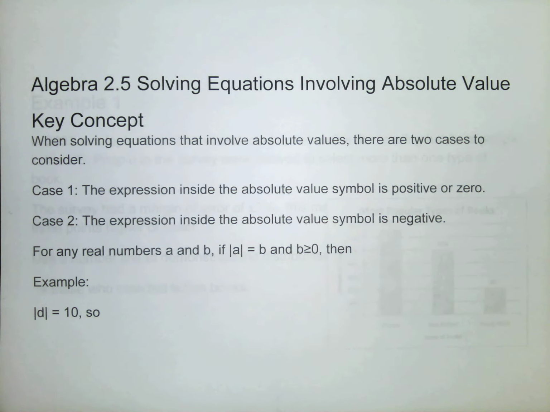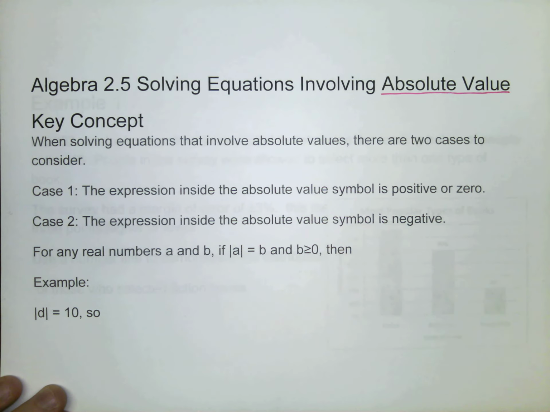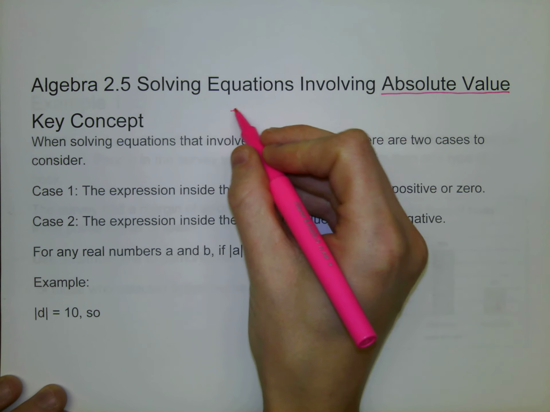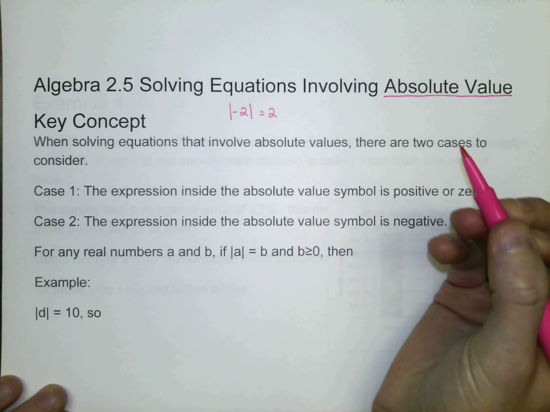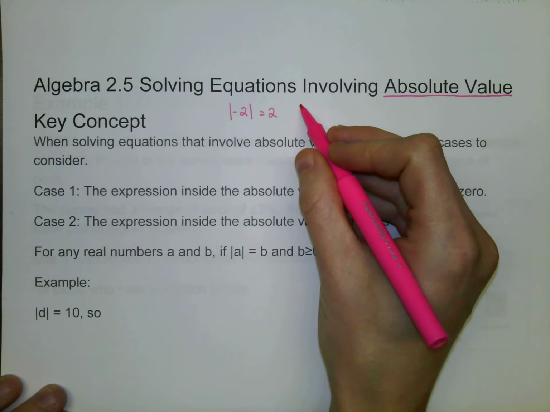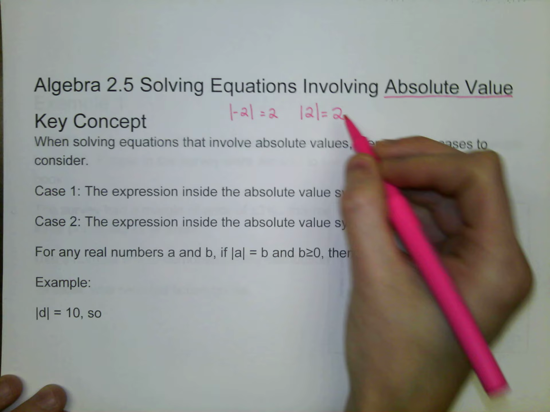This video lesson is on solving an equation using absolute values. So we talked about absolute values earlier this term. We talked about the fact that the absolute value of -2 is equal to 2, because the absolute value is telling you the distance from 0. So the absolute value of +2 is also 2.